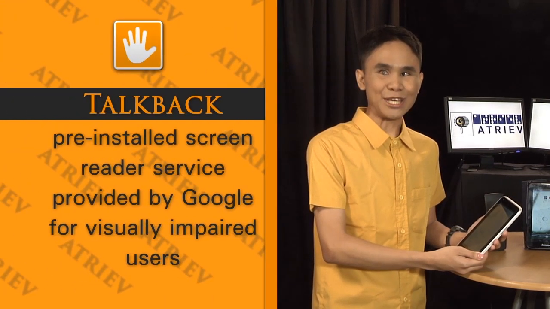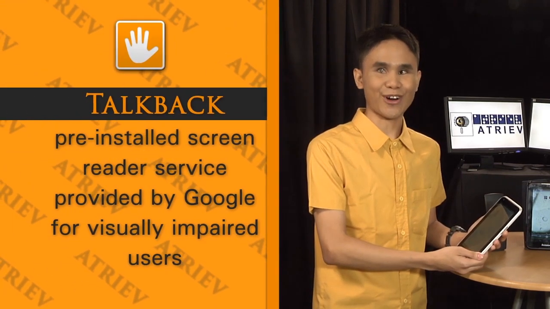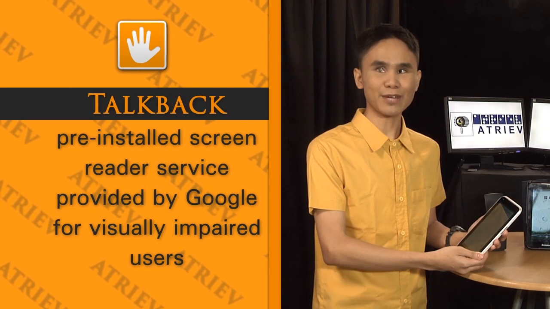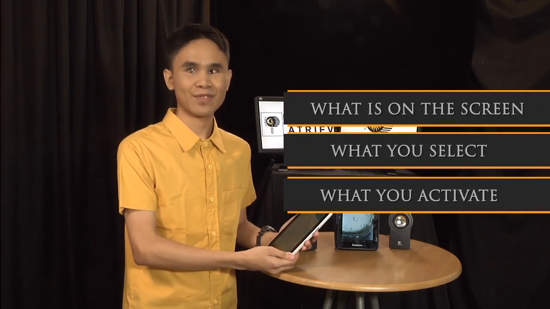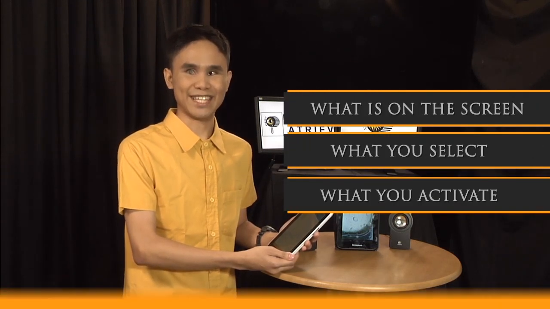First, what is TalkBack? TalkBack is a pre-installed screen reader service on Android devices provided by Google for visually impaired users. It uses spoken feedback to describe what is on the screen, what you select, and what you activate.